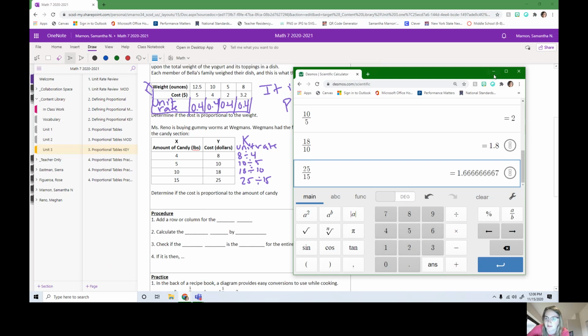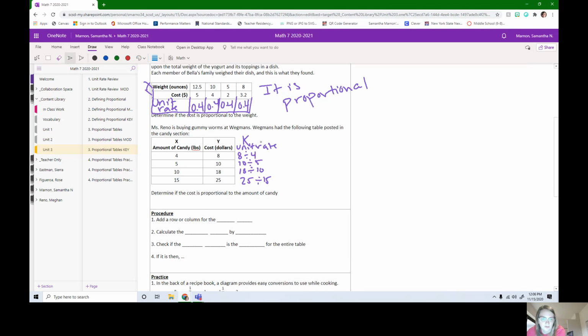So here's what's happening. Let's write this down. For this one, it was $2 per pound. Here we got $2 per pound again. But here we got $1.80 per pound. And here it's actually a 6 repeating, so we can show that with the line on top. So it's going to be like $1.67 per pound. So it's actually not the same unit rate all the way down. So this is not a constant unit rate. So it is not proportional.